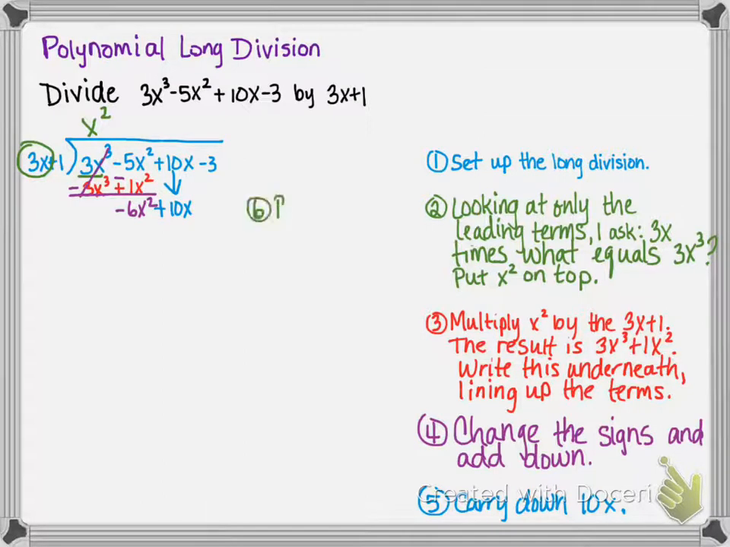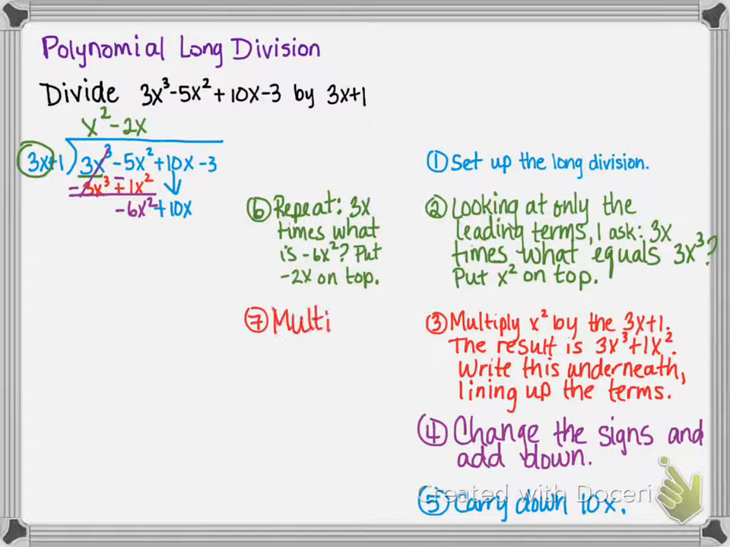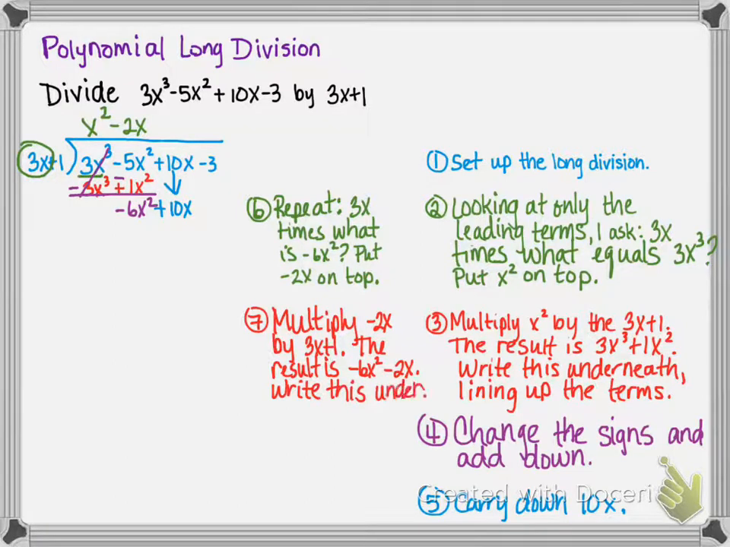Okay, and I go through a repeat cycle now. So I ask myself, 3x times what equals negative 6x squared? Put negative 2x on top. Multiply negative 2x by 3x plus 1. That result is negative 6x squared minus 2x. And I'll write this underneath. So negative 6x squared minus 2x.